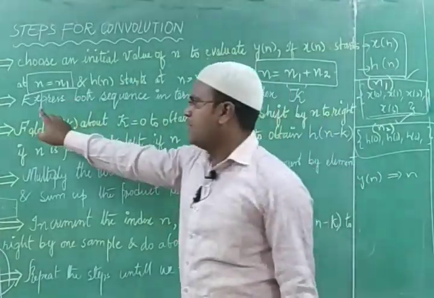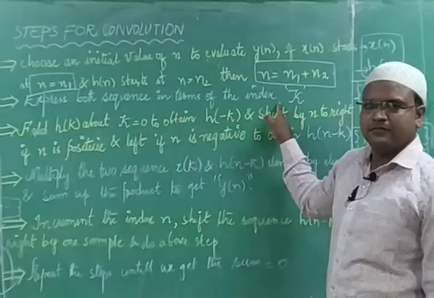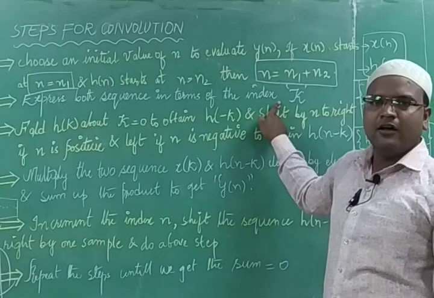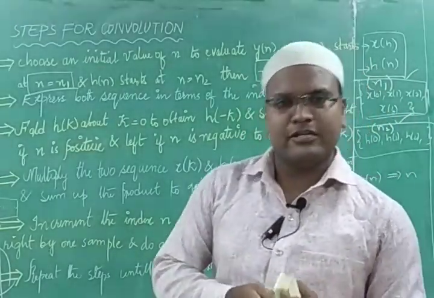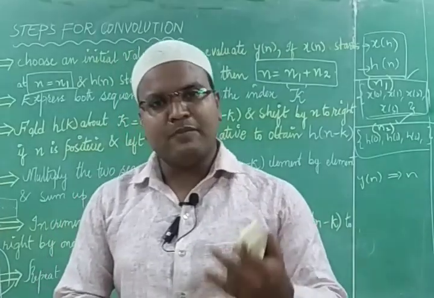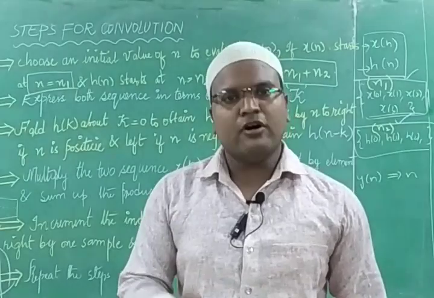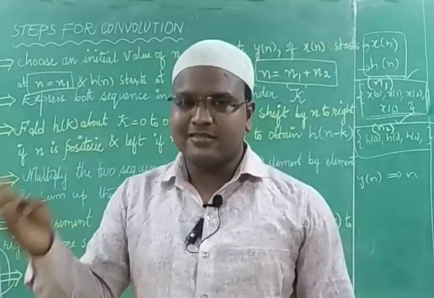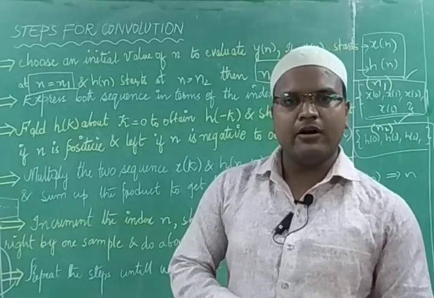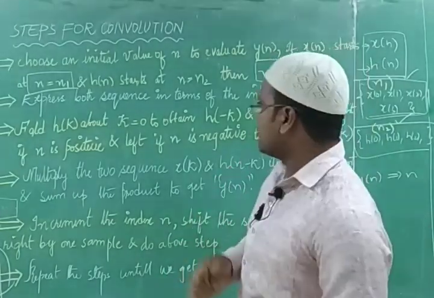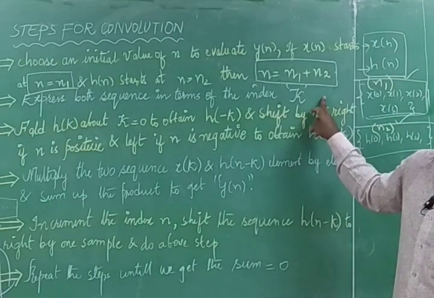Likewise, what is the second step? Express both sequences in terms of your index k. As we have seen in the formula, when one sequence x of n is convolved with another input sequence h of n, the resultant is the summation from negative infinity to positive infinity of h of k x of n minus k. So what does this k indicate? That is the index value we are considering in order to solve that specific problem. So that index value we need to write as k. That is the second step.